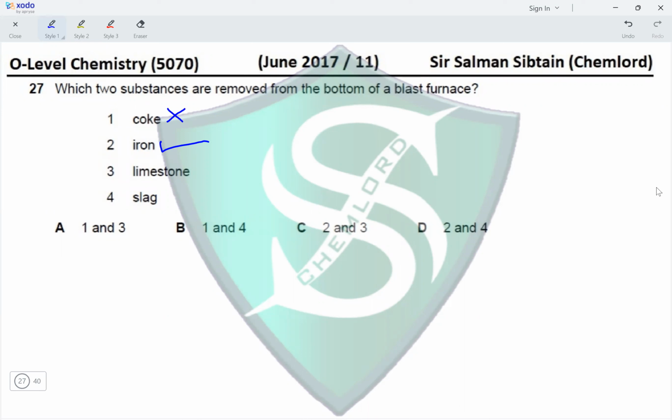Limestone is used to neutralize the acidic impurity which is SiO2, so it is used up. And slag floats over molten iron at the bottom of the blast furnace and will be removed at the end. Therefore, 2 and 4 being correct makes option D the correct option for this question.